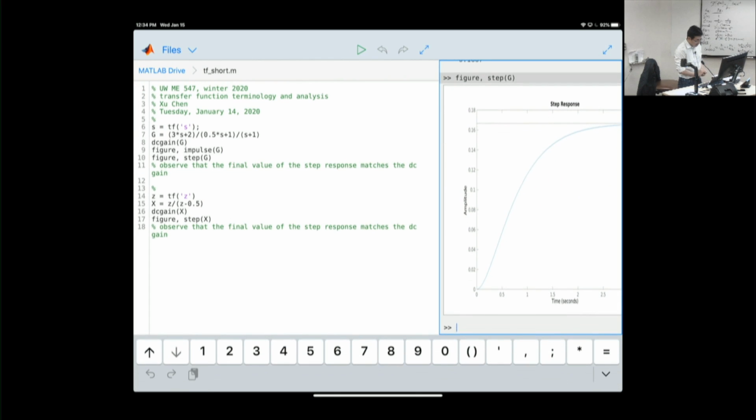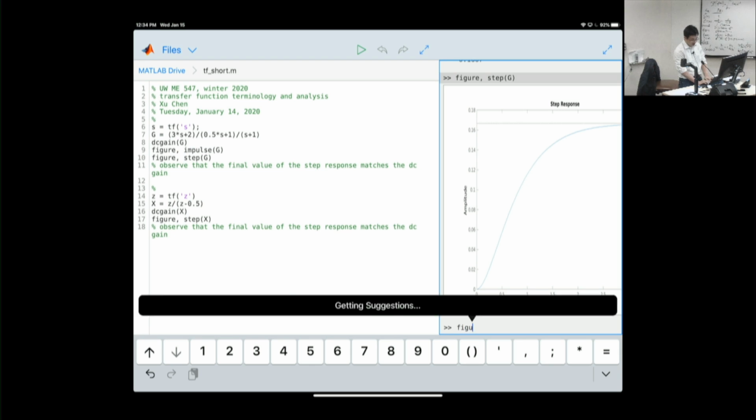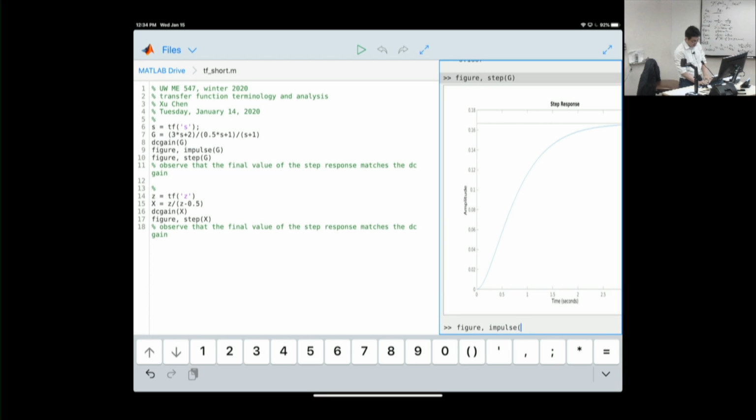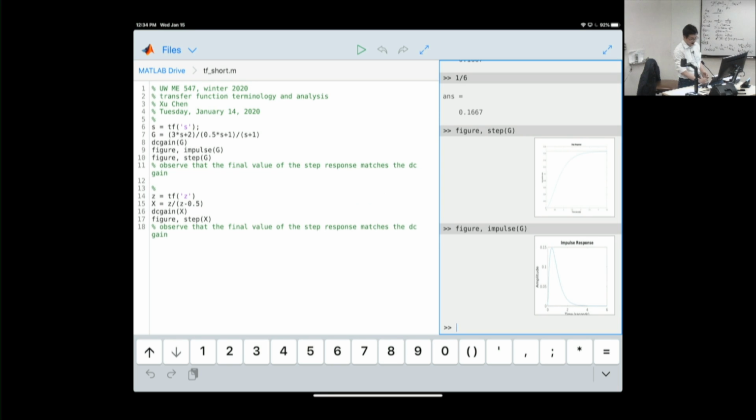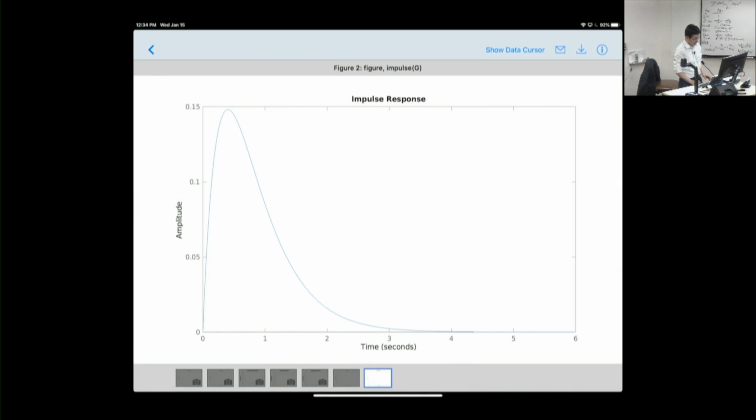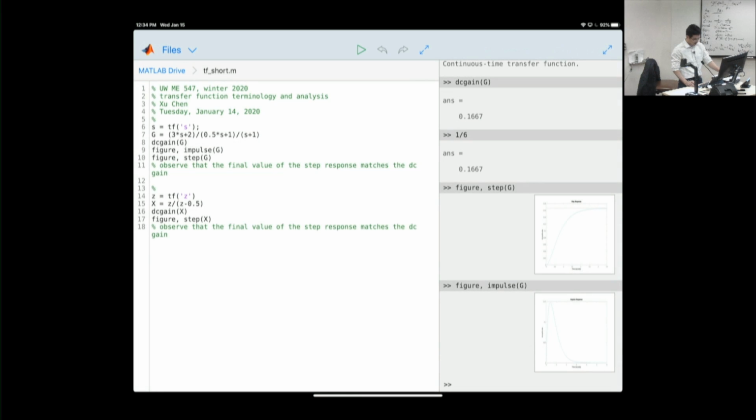All right, so that's for continuous time systems. So you can do a lot more things. You can do, for example, the impulse response. What is the impulse response for G? Then this is the impulse. So if you hit a hammer to the system, it has an initial response and then it goes away, dies out for this particular system.